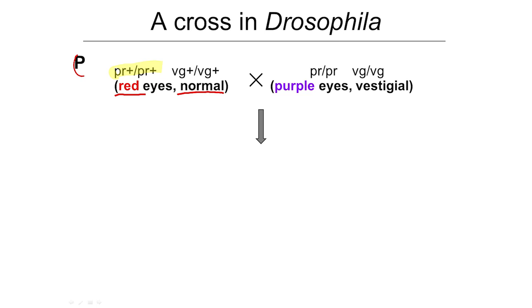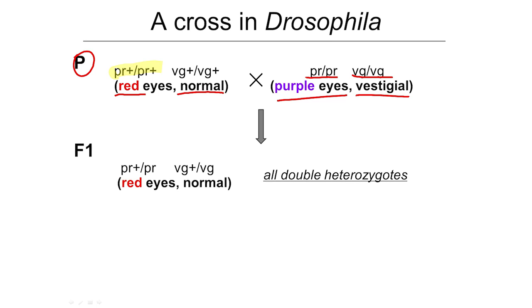This is the parental generation. Then we're going to cross it with, in this case, a double mutant. If we were using pea plants, it would just be the recessive trait. But these mutations are recessive. So little PR means that you have purple eyes, and little VG means you have vestigial wings. So if you do this cross, it shouldn't be too shocking as to what happens.